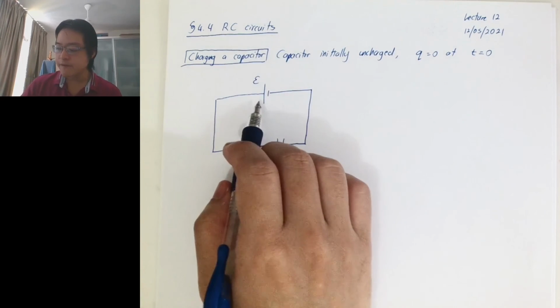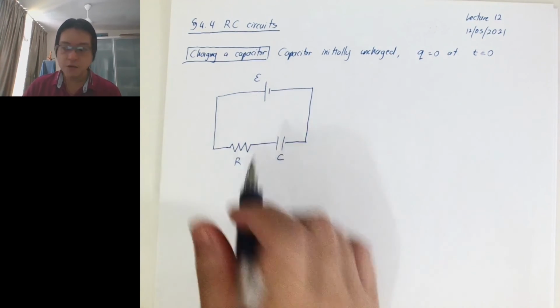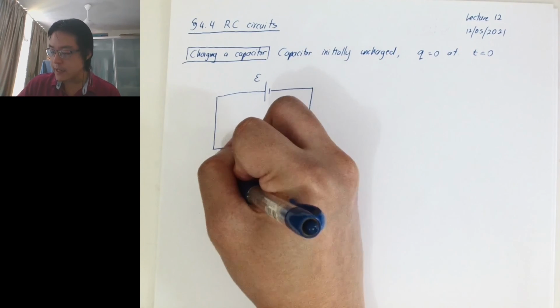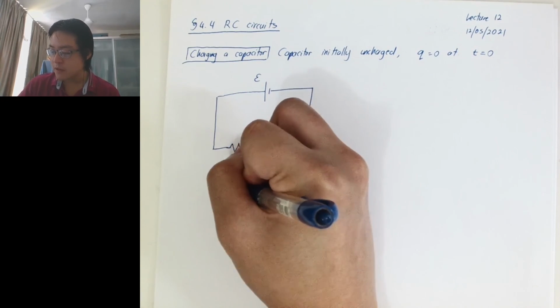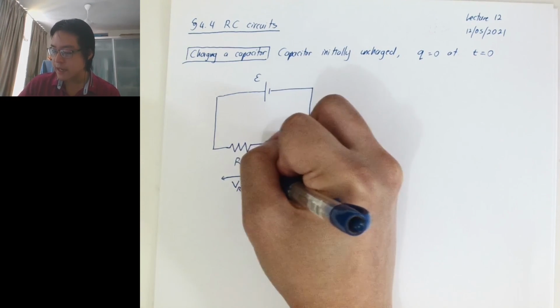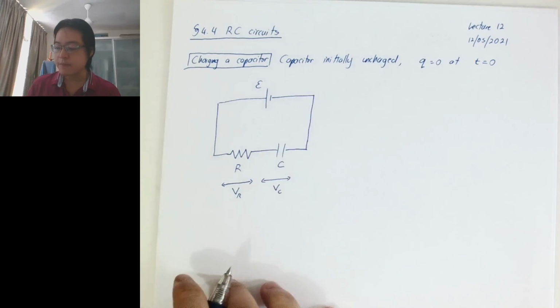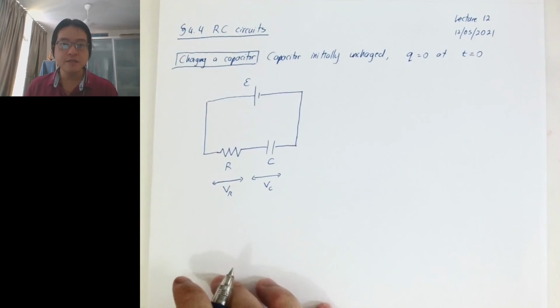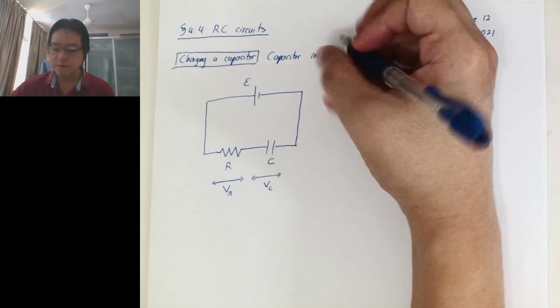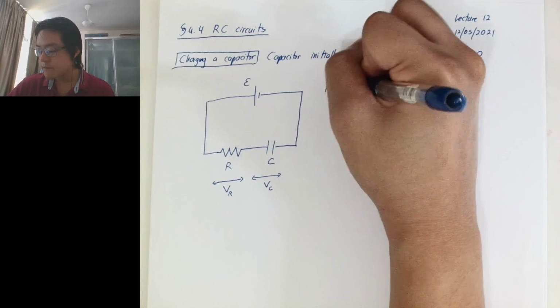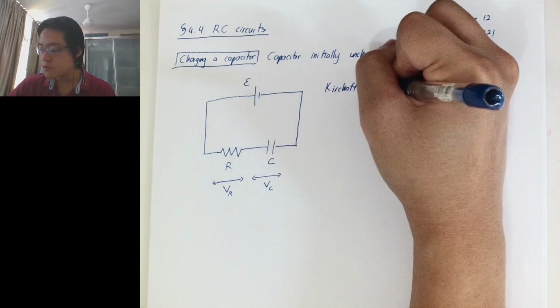So what we have here is an EMF source, so I have an epsilon, right? And then I have the potential difference across the resistor, and then I have a potential difference across the capacitor. So from here I can use the Kirchhoff rule to solve the problem. So we are going to use the Kirchhoff loop rule.